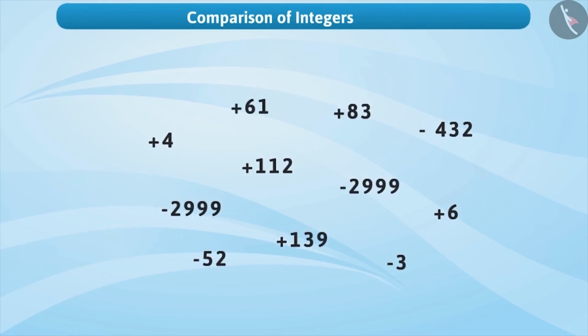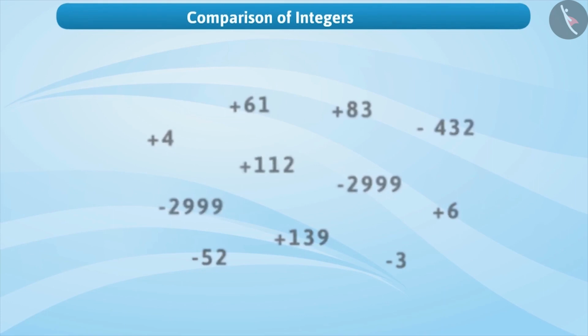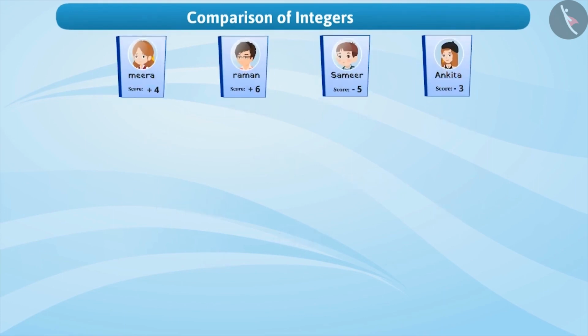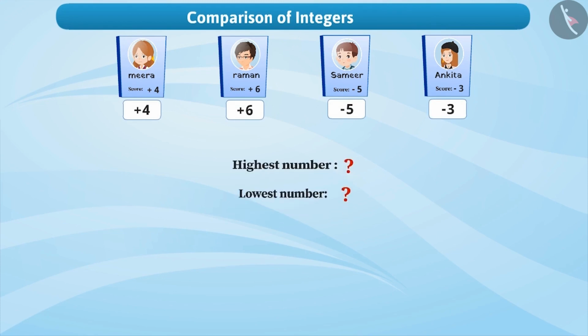Suppose we have to put integers in order. For example, in a competition, Meera scored +4, Raman +6, Samir -5, and Ankita -3. To determine whose score is highest or whose score is lowest, we need to arrange them in a certain order. This is achieved by comparing each of their scores with the other. Let's compare the scores of Meera and Raman first.